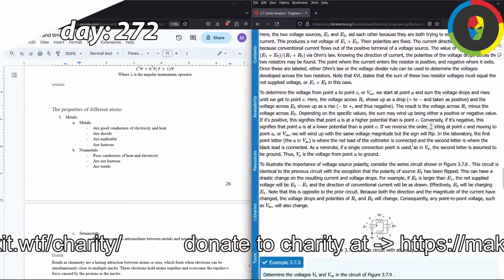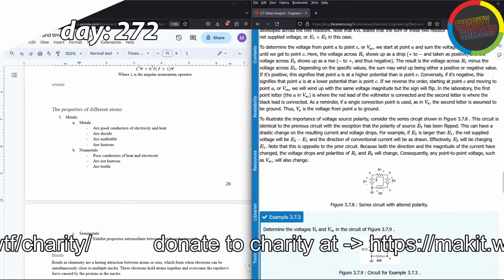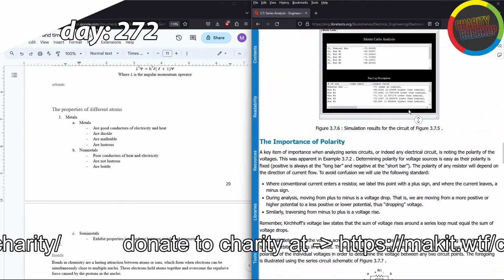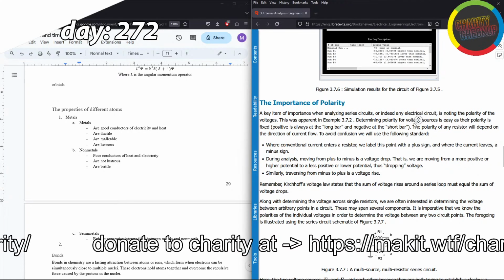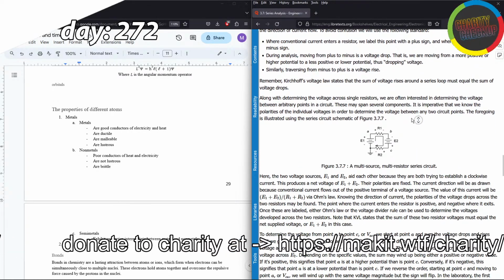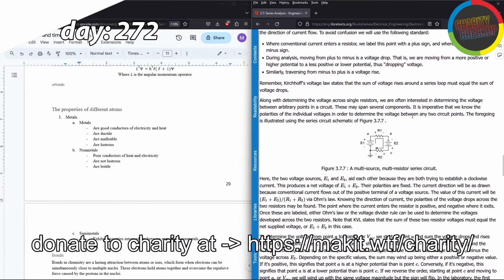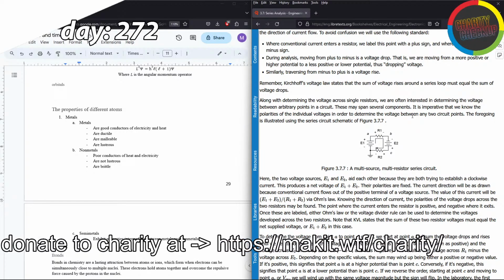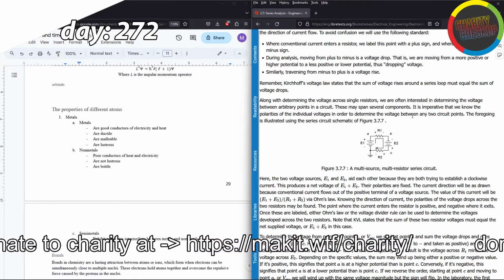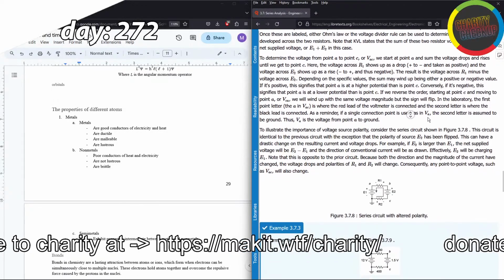Oh goodness, this is gonna be fun. Here's the thing, but first I need to read things, right? Trying to establish clockwise current. So you add them together. Normally you subtract them. Got it. Understood.